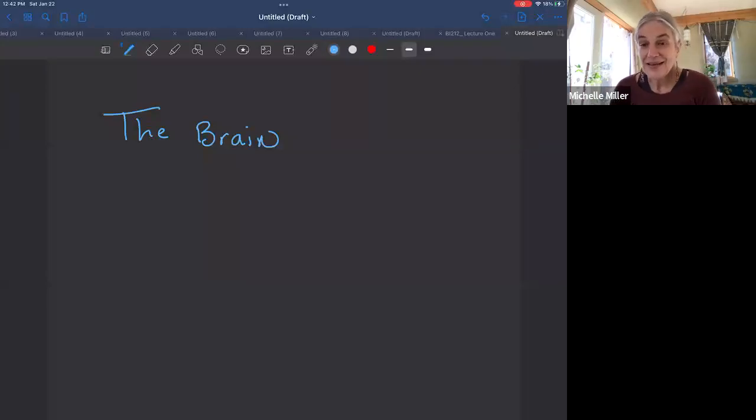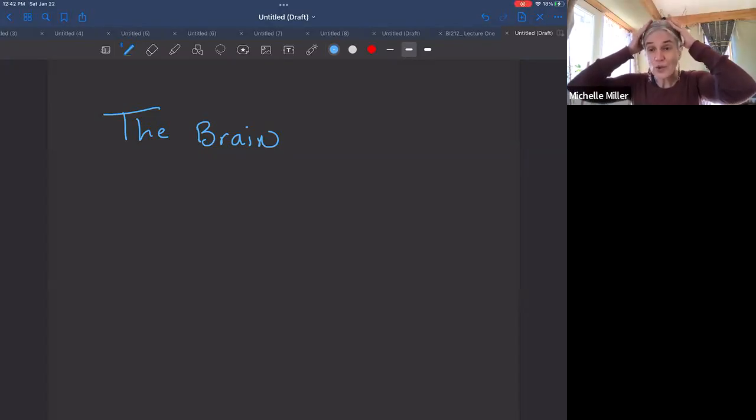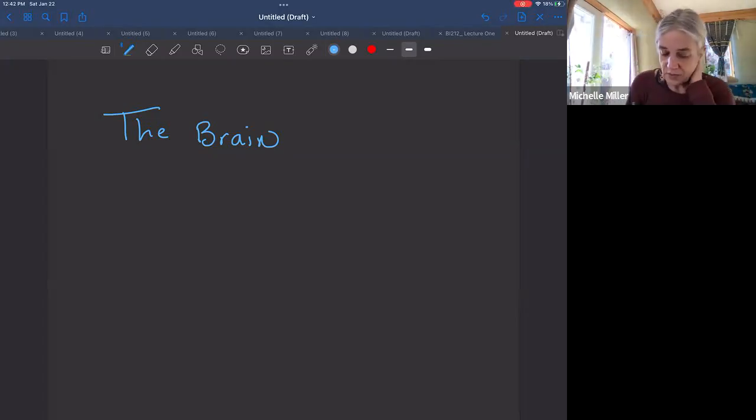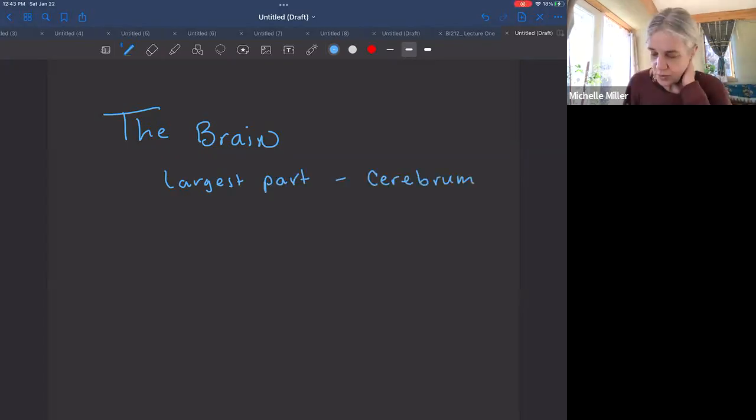Your brain is connected to your spinal cord, and it is also protected by the skull. The largest part of your brain is what is referred to as the cerebrum, which is the left and right cerebral hemispheres. So the largest part is the cerebrum, which has two cerebral hemispheres.